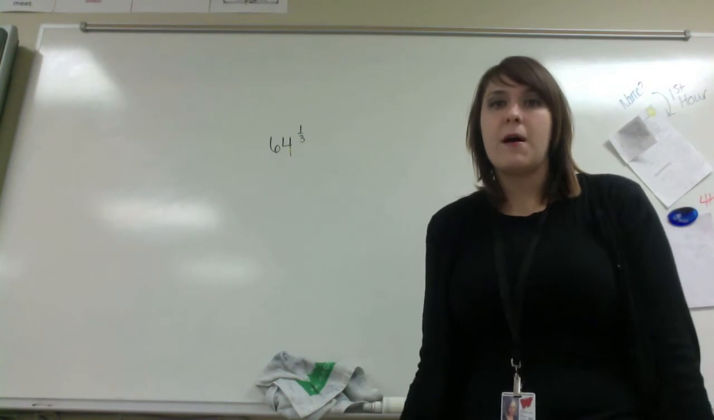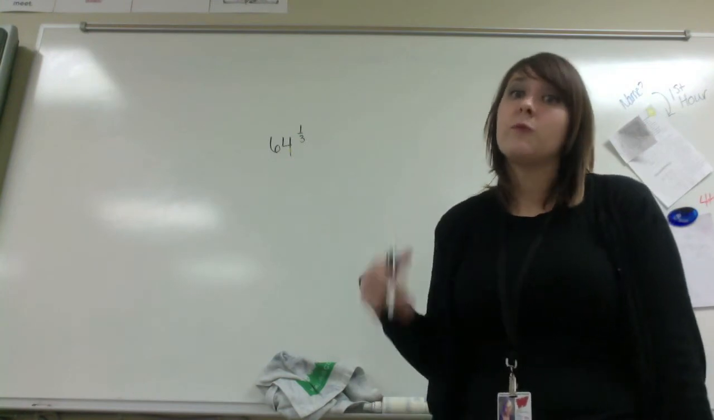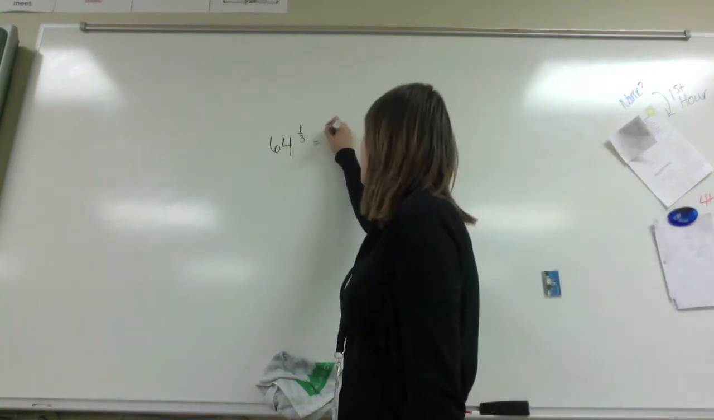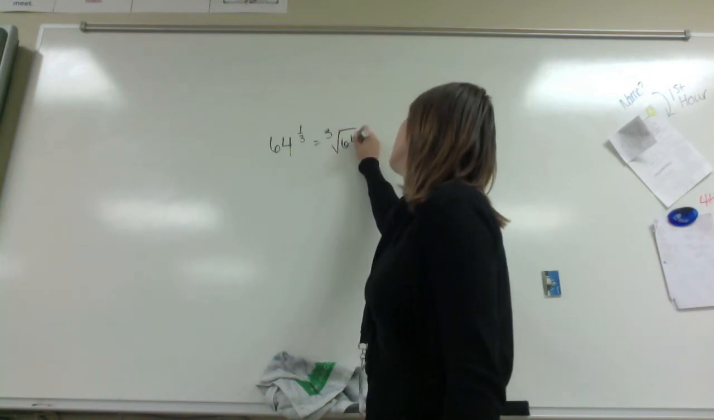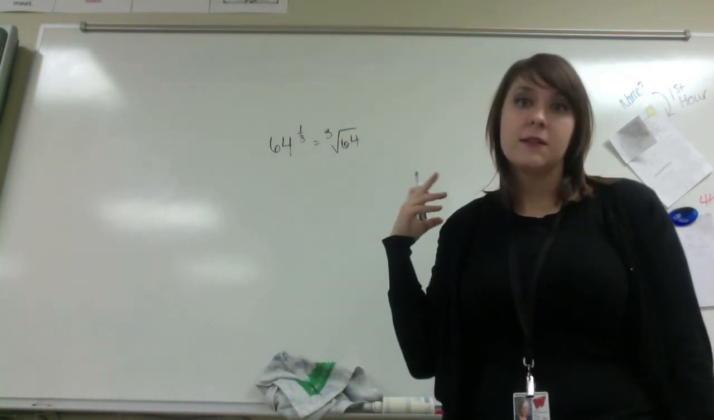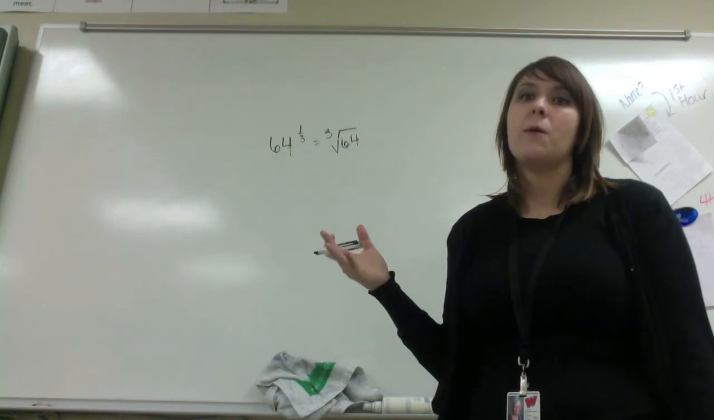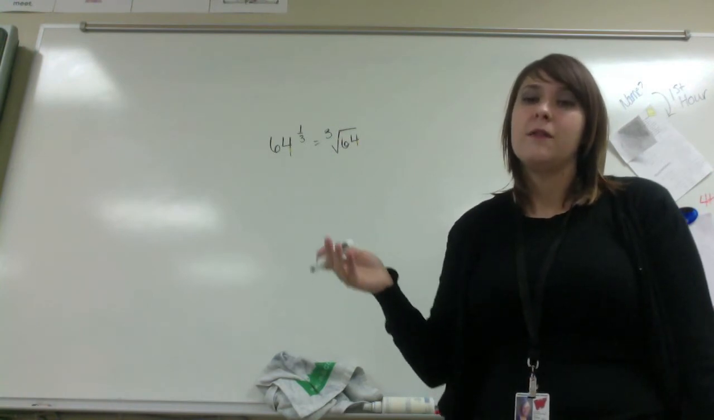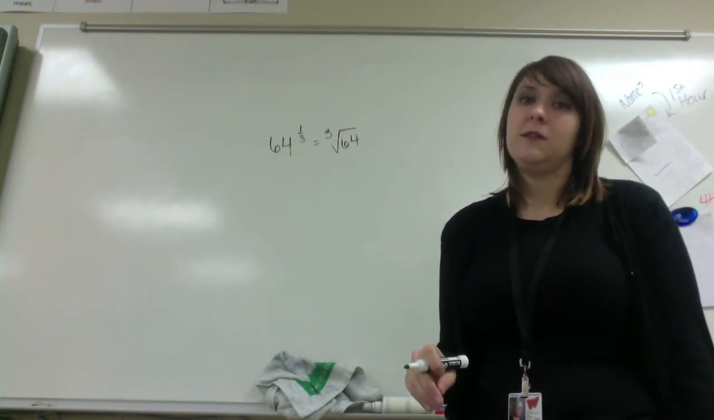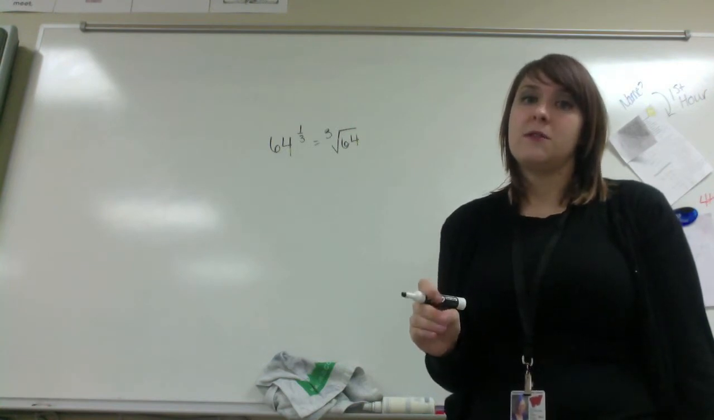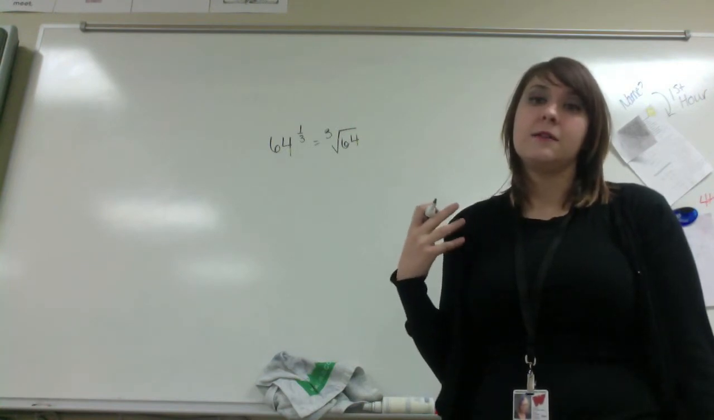So another way to think about that is that it's going to be the cube root of 64. So I'm going to say something to the 3rd power makes 64. This is one that you should memorize. Okay, so something to the 3rd power makes 64. That is 4.